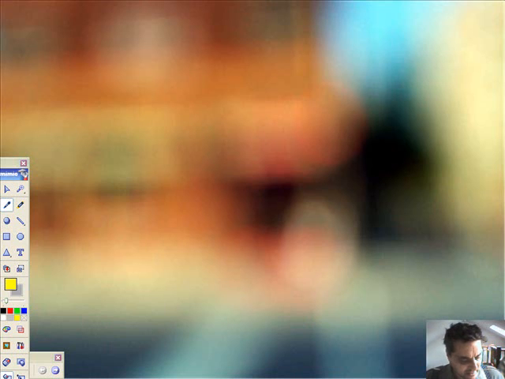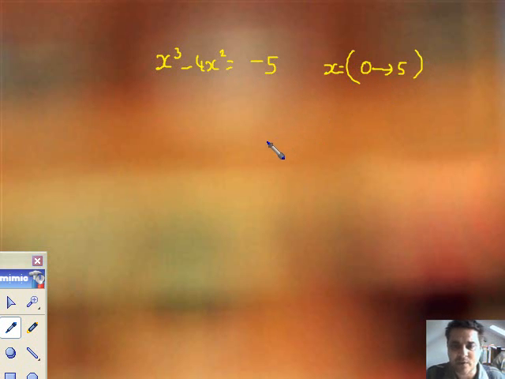It says the equation, so I'm going to write the equation right now: x cubed minus 4x squared equals minus 5. Now this equation has two solutions of x between 0 and 5. So I've got two solutions, so basically x is going to be between 0 and 5, and I've got to find both answers essentially.